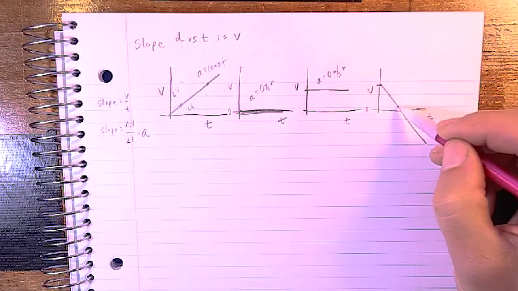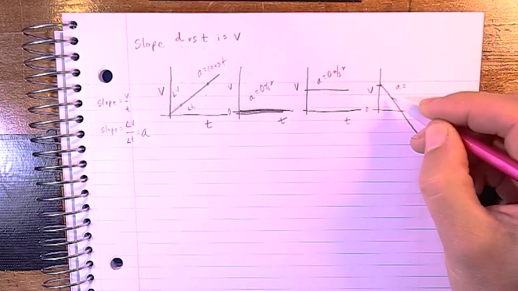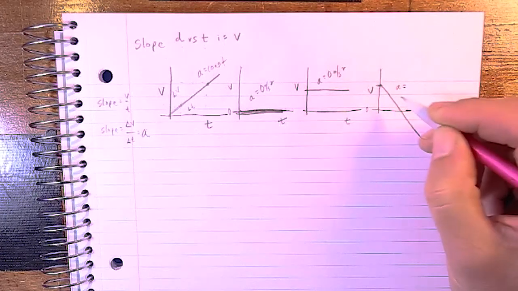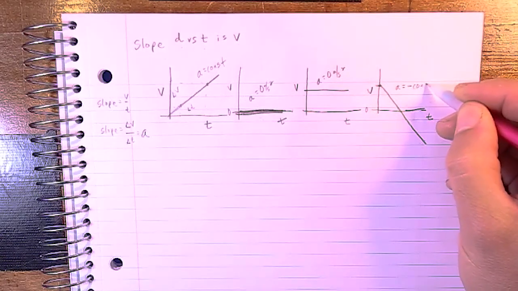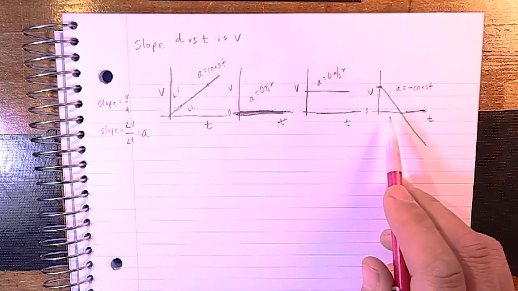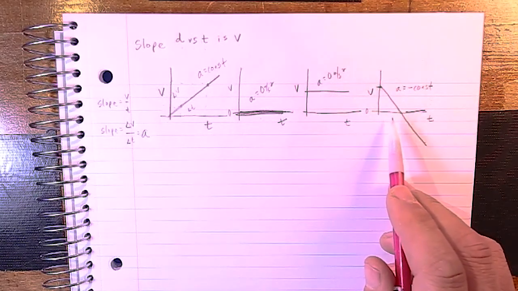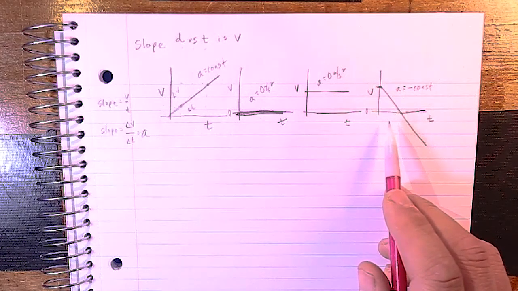The slope of a velocity time graph is acceleration, and in this case, it's a constant acceleration but a negative slope. So it's a negative constant value. We're going to see that later in Freefall. This is the graph for a ball thrown straight up in the air that then comes back down.